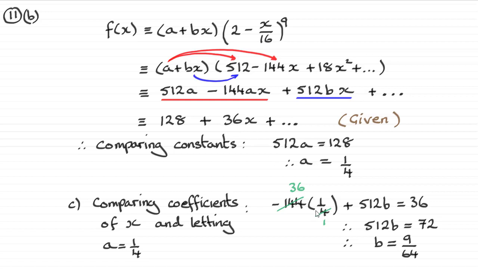And that's what I've done here, knowing that a is a quarter from the previous part. You can see I've substituted that in and just cancelled here, giving us minus 36. Add 36 to both sides, you're left with 512b equals 72. And if you divide both sides by 512 and reduce it down, b turns out to be 9 over 64. So there's our 2 values then for a and b, okay?